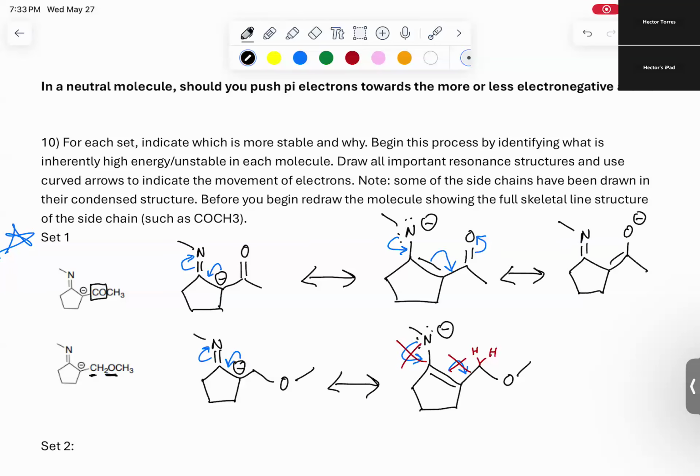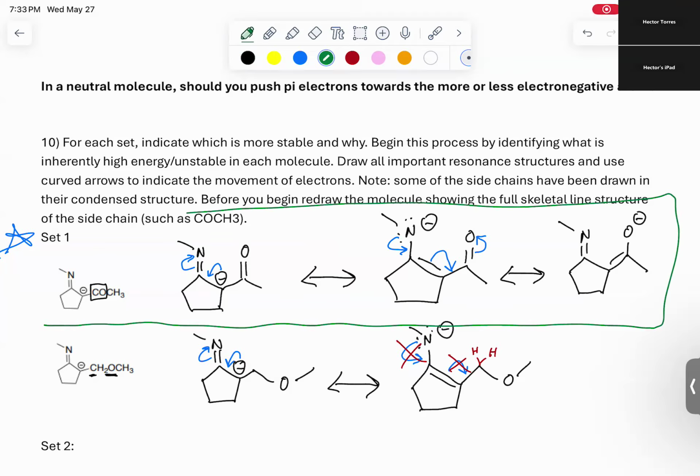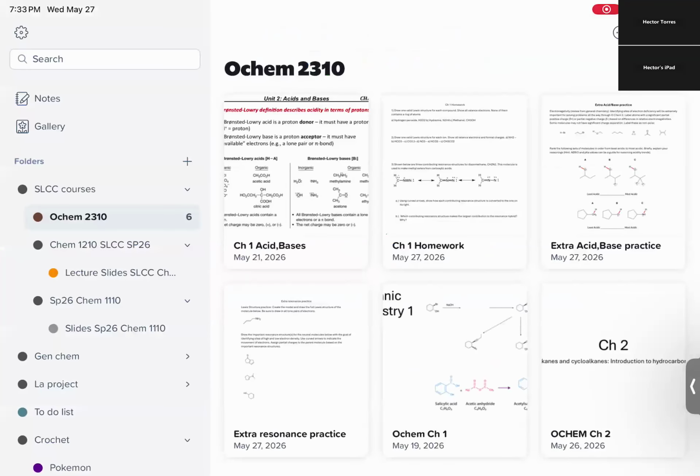So because this one has more resonance, we can tell that it's going to be more stable than the other one. Okay, it has that extra resonance, and also the resonance goes on to the oxygen, so that one's going to be the most stable. Okay, and that's going to be it for that one.